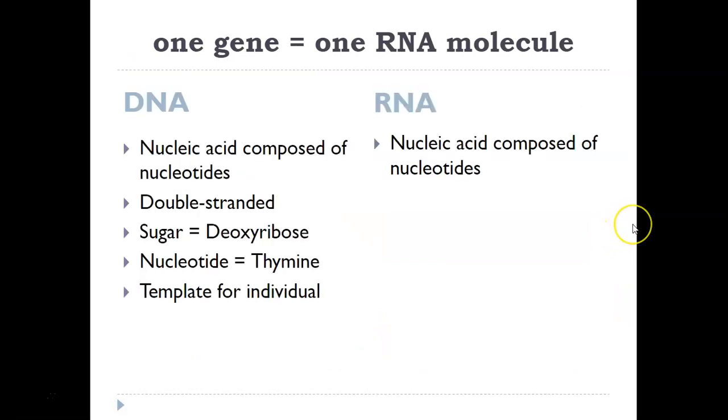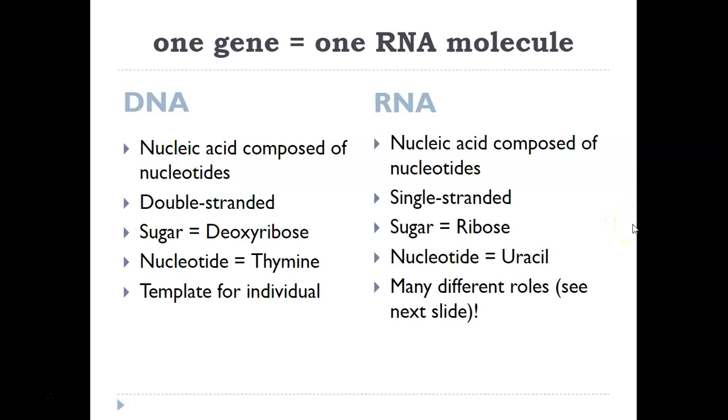Thinking about overall structure between the two, and I mentioned this previously, DNA is double-stranded, whereas RNA is single-stranded. They're both composed of nucleotides. They both have sugars. DNA has deoxyribose. RNA has ribose. The nucleotides for DNA are A, C, G, and T for thymine, whereas RNA has A, C, G, and U for uracil. DNA is kind of our blueprint for life.